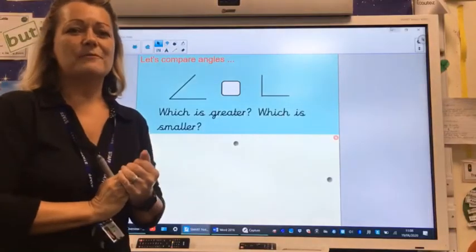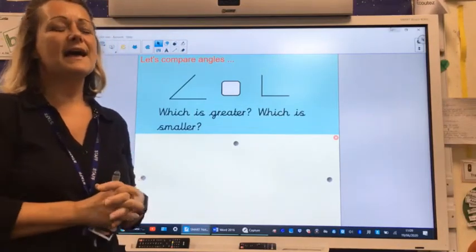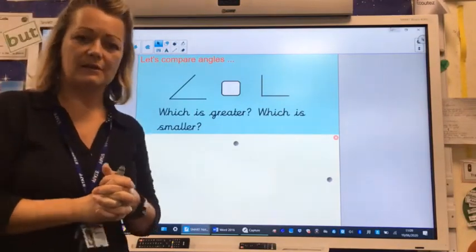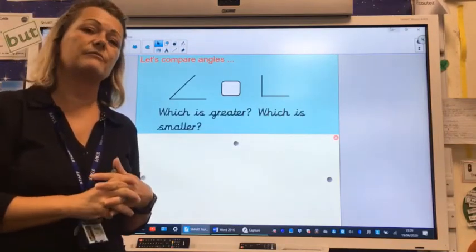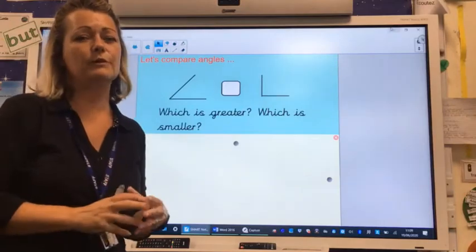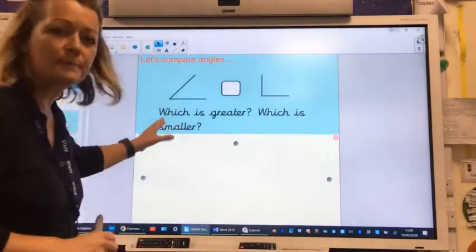Hello Year 3, welcome to week 4 tutorial for maths, and this week we're going to be looking at lines and angles. So I just want to do a really quick recap, mainly on the vocabulary and the words that are involved. First of all, take a look at what I've got, comparing angles.